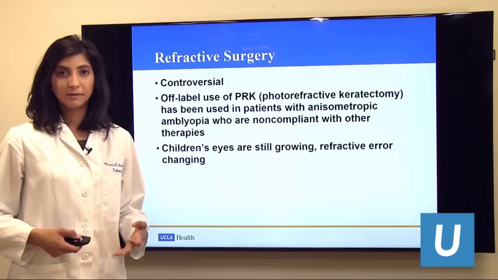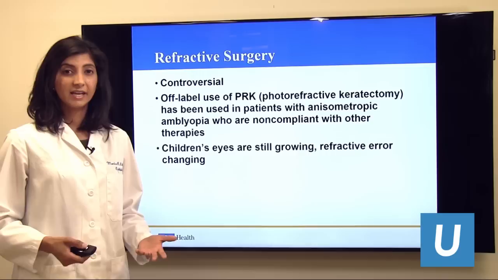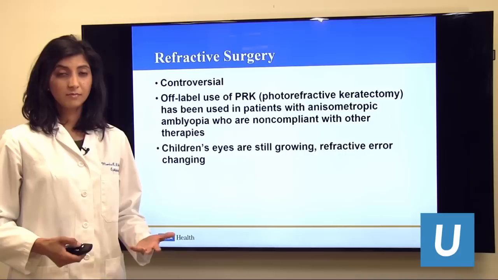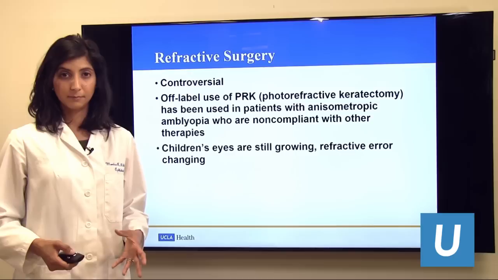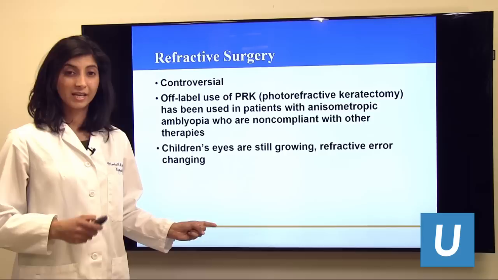Now, one of these areas of interest right now is refractive surgery, or LASIK or PRK. Traditionally, LASIK and PRK have been procedures that have been discouraged in children because children's eyes are constantly changing. They're growing. The refractive error is changing. However, many studies have shown that in patients with anisometropic amblyopia, again, that's where their eyes have a big difference in refractive error, there may be some utility in using LASIK or PRK, which is photorefractive keratectomy, during that time.